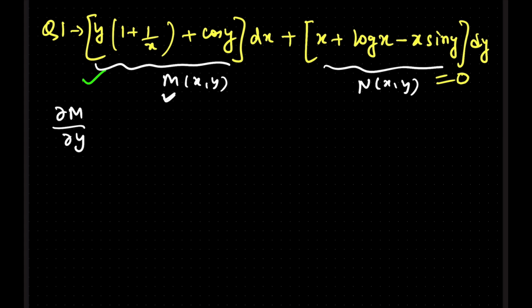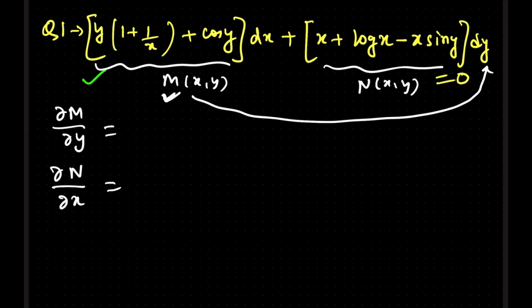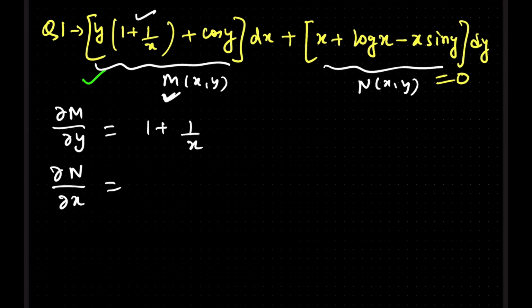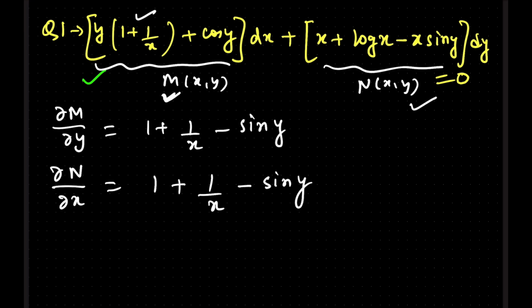Remember, for M you have to partially differentiate with respect to y. You have to find dou M by dou y, and on the other hand dou N by dou x. When you find dou M by dou y, x will be constant, so here you will get 1 plus 1 by x, and here you will get minus sine y. Now let's differentiate the N term with respect to x, partial differentiation with respect to x. So here you will get 1 plus 1 by x minus sine y.